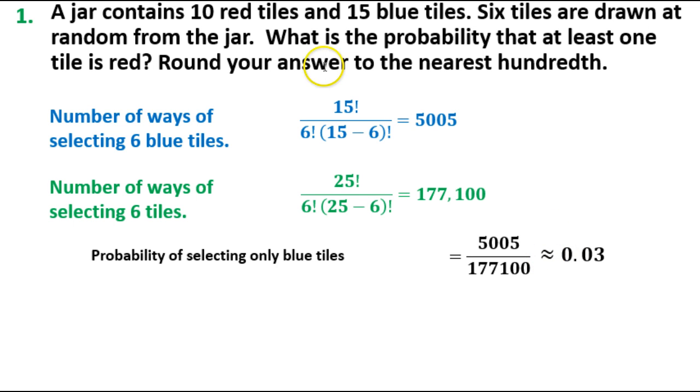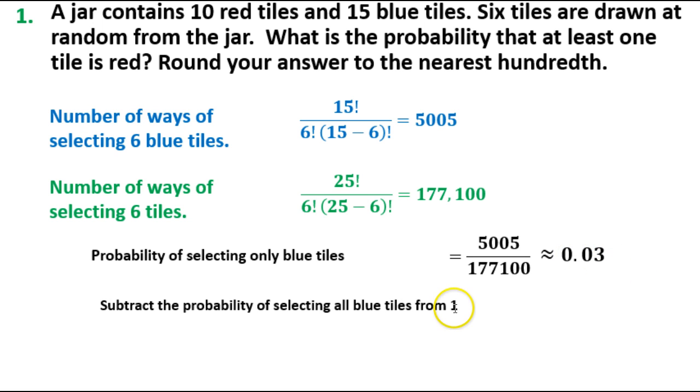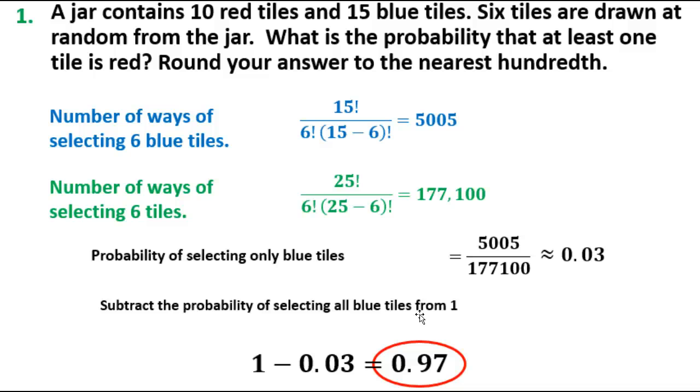Now, that's the probability of selecting only blue tiles, but that's not what this question asked us. The question asked what's the probability of selecting at least one red. So if it's not only blue, that means at least one of those has to be red. So what we're going to do now is subtract that number, this 0.03, from 1. The probability of selecting at least one red would be 1 minus the probability of only selecting blue. So 1 minus 0.03 would give us 0.97. So we have a 0.97 probability that we're going to select at least one red one if we're choosing 6 different tiles on this particular one.